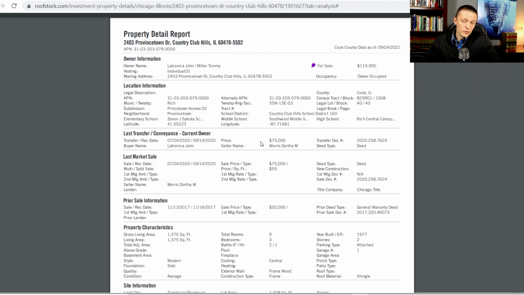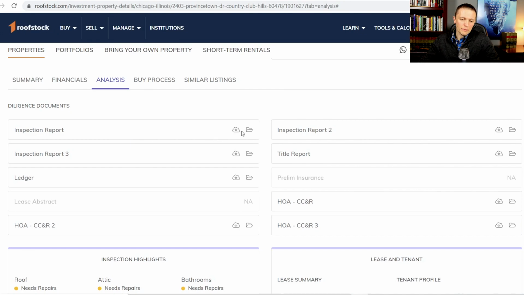And obviously, we also want to make sure that the property is not still under contract and that there's another buyer who is in the process of buying it. I wouldn't think that that would be the case since it is on Roofstock Marketplace now, but certainly something to be checked in the due diligence process. So now let's look at the inspection report.